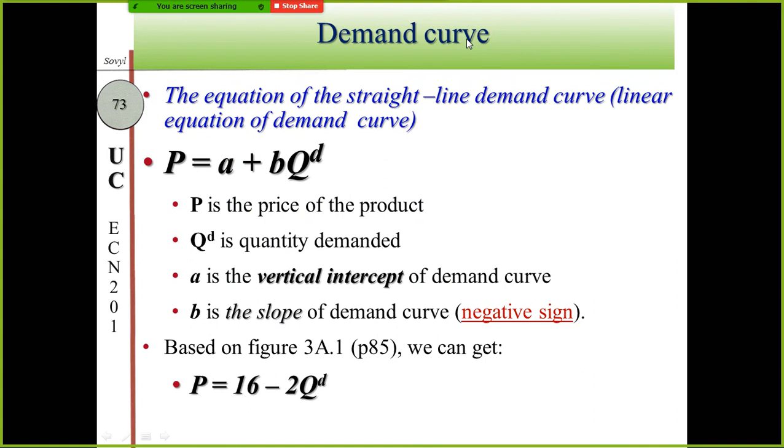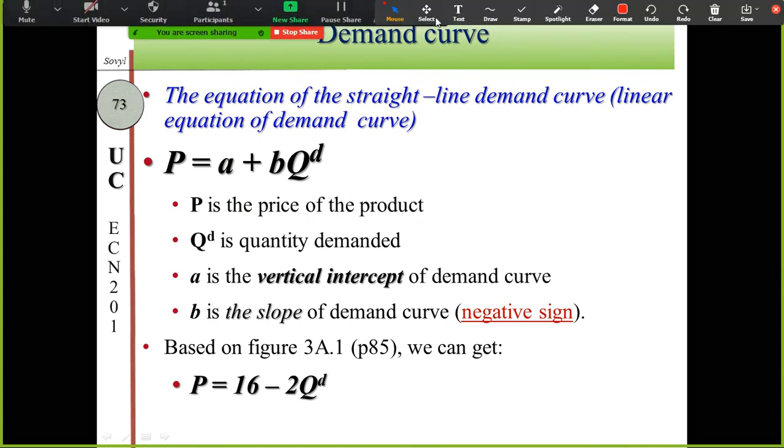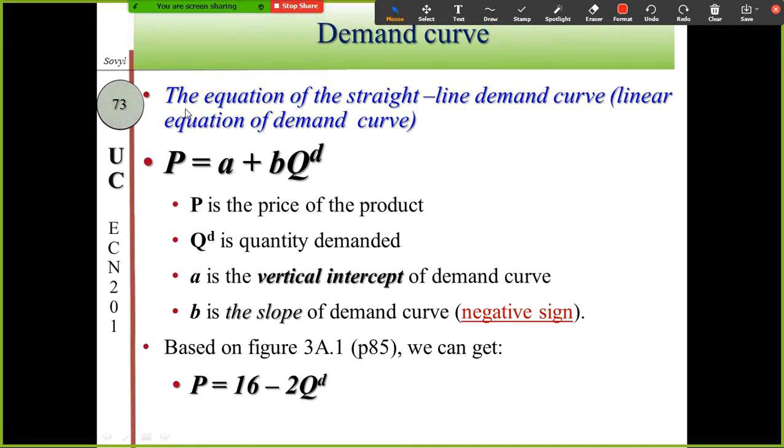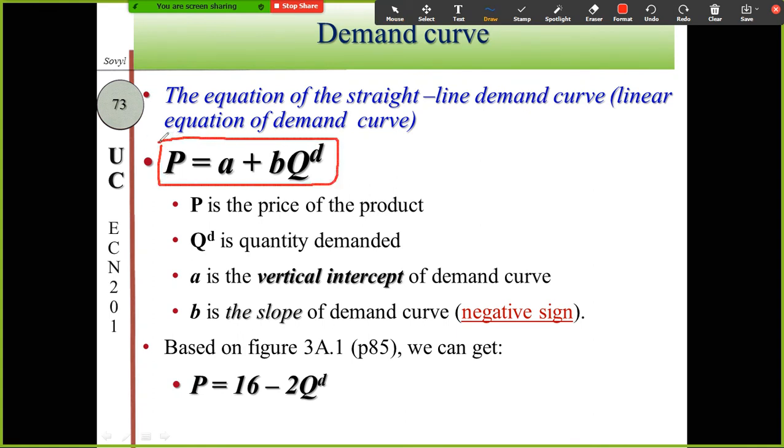Okay, demand curve. For example, the equation of a straight-line demand curve, or linear equation demand curve. Straight means it does not change direction, it is going straight. That means the equation is of the first degree, not second degree or third degree. For example, this is a general demand curve. We don't know any values for this one, but we just recognize that this is a variable, this is a variable, this is what we want to find.